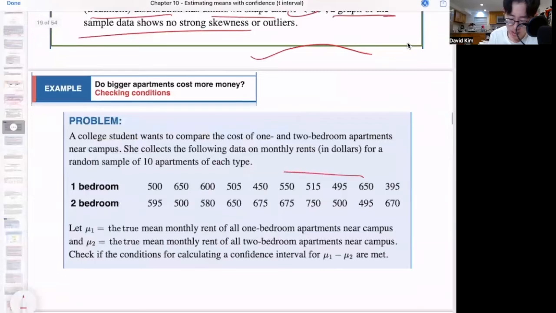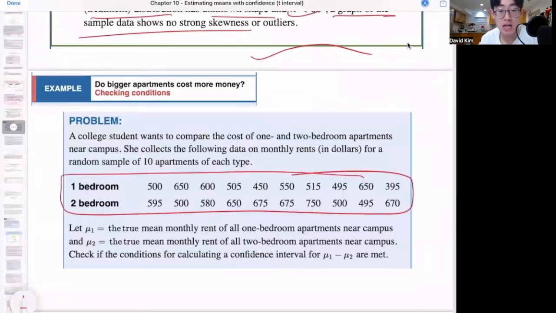All right, so let's say I give you two samples like this and I ask you to figure it out. mu1 and mu2 are the true mean monthly rent for all 1 bedroom apartments, and mu2 for 2 bedroom. Check if the conditions for calculating a confidence interval for mu1 minus mu2 are met. So do we have randomness? Yes, check. Do we have the 10% condition? Do you have enough reason to believe there are more than 10 apartments of each type, 1 bedroom or 2 bedroom?